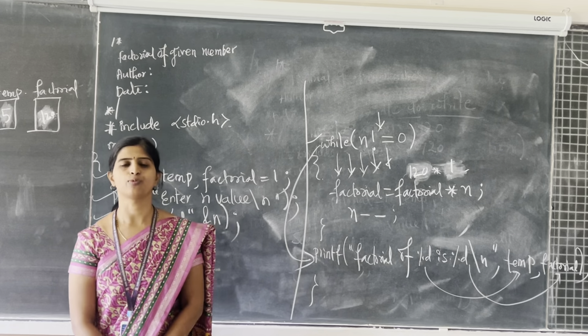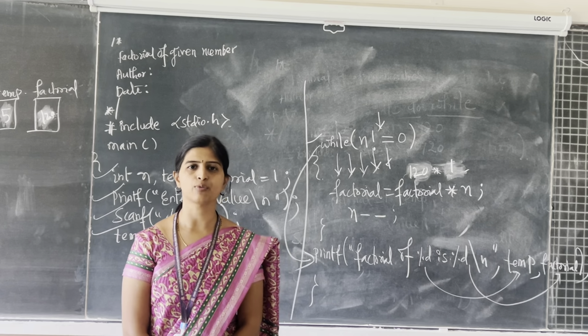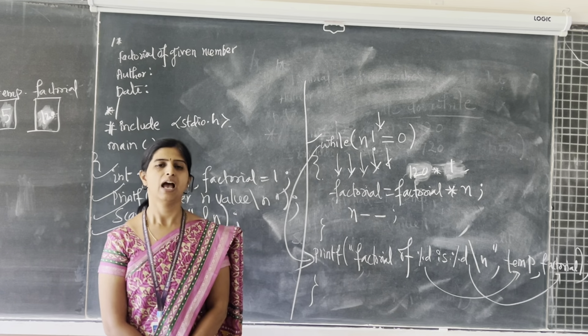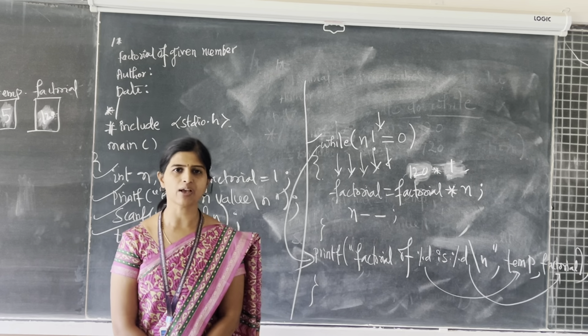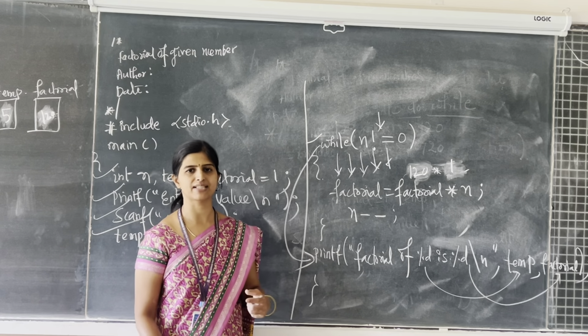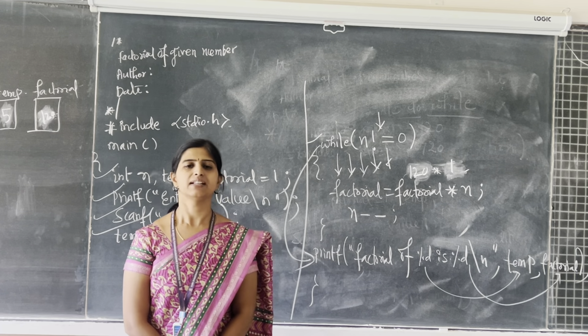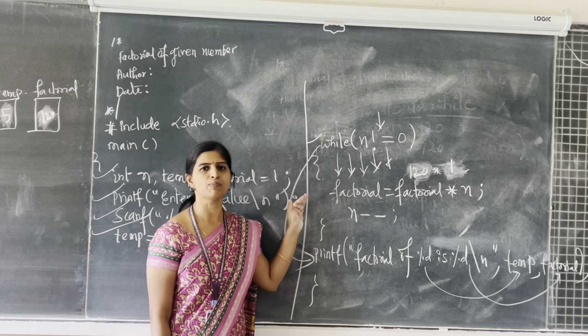So students, so far we have discussed the syntax of various loops used in C programming as well as the categories of loops available in C programming, and also we have gone through one sample code where I have explained the while loop, that is computation of factorial of a given number. In the next video I will be explaining about the for loop as well as the do while loop.